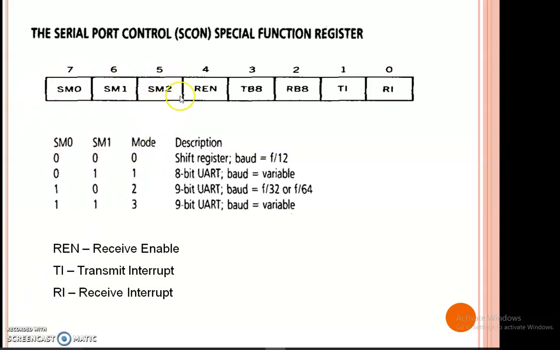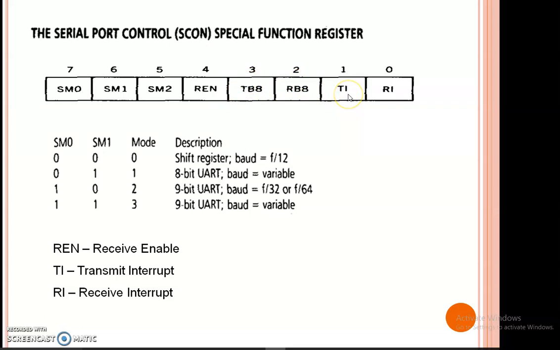Next bit is SM2. This is the bit we are going to use in 9-bit communication. Depending upon the communication, we can select SM2 as 1 or 0. Next bit is REN, receive enable. Whenever REN equals 1, the 8051 microcontroller can receive the data. If REN equals 0, the 8051 cannot receive the data. So this bit is used to enable or disable the reception. Next bit is TB8. TB8 and RB8, these two bits are used in 9-bit communication.